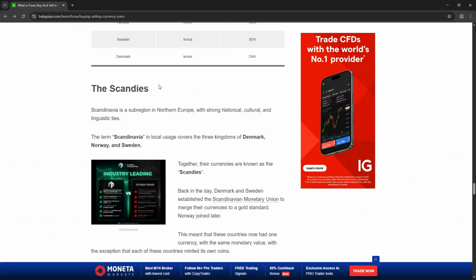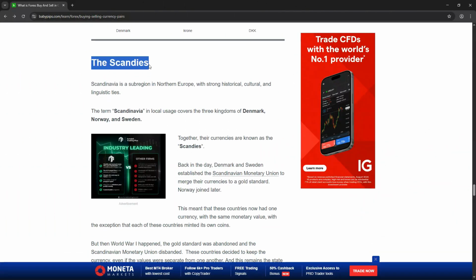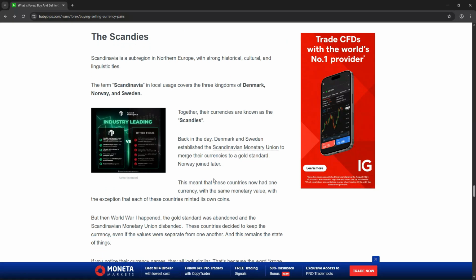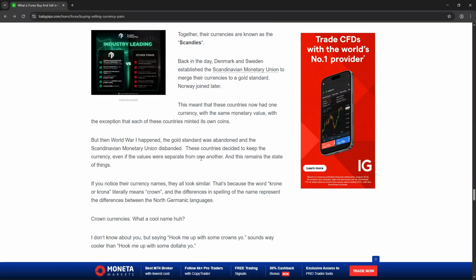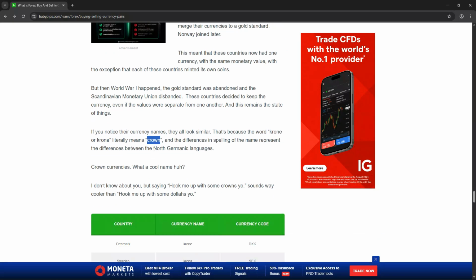Moving forward, let's talk about the Scandies. This term refers to currencies from Scandinavian countries, specifically Denmark, Sweden, and Norway. Their currencies are the Danish krone, Swedish krona, and the Norwegian krone. You'll notice they have similar names because the word krone or krona actually means crown. So Scandies are just the currencies from these three Scandinavian countries.